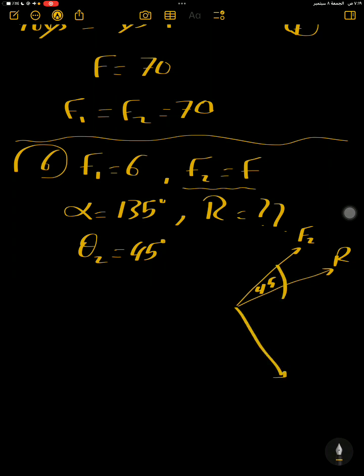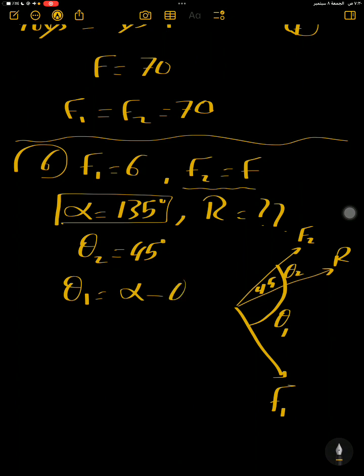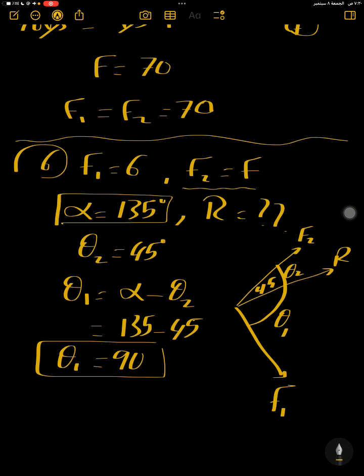Okay, and also we have alpha. Alpha is the angle between the two forces. Alpha is equal 135. So we can find theta 1. We make alpha minus theta 2. We will get theta 1 if we make alpha minus theta 2. 135 minus 45, it will be 90. Theta 1 equals 90. That means resultant perpendicular to F1, and we have a special case.